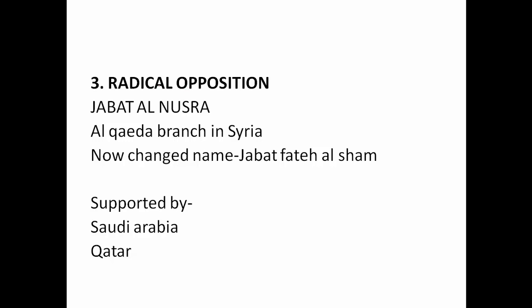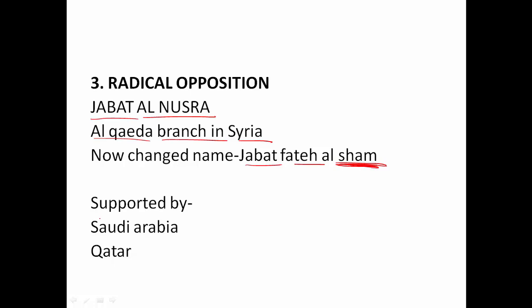The third is the radical opposition. So Jabhat al-Nusra, this is the branch of Al-Qaeda in Syria. It is the biggest radical opposition group right now. And they have recently changed their name in July 2016 to Jabhat Fateh al-Sham. Sham means Syria. It is the old name of Syria in the Arabic language.